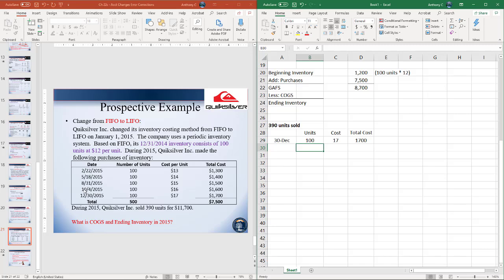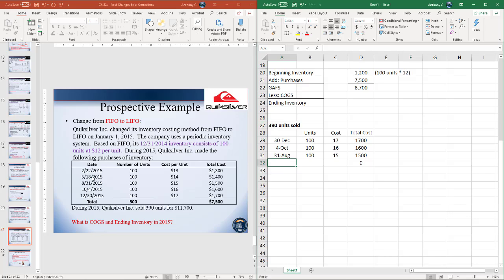So we'll go to the next date, October 4th. Again, it's 100 units on that date. The cost was $16. And that'll bring us out to $1,600. Right, so now we've accounted for 200 units sold. We still need to go to the next date, August 31st. On this date, we purchased 100 units. They're at 15 apiece. So now we need to account for the next 90 units sold.